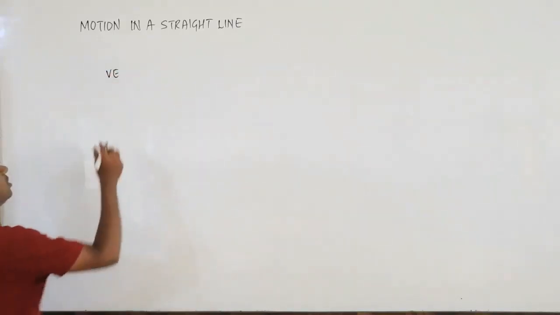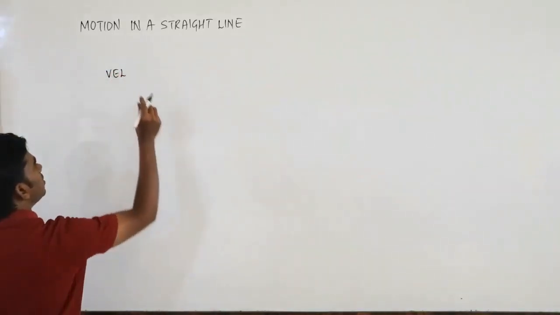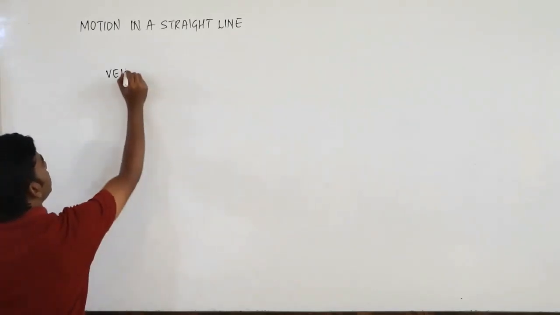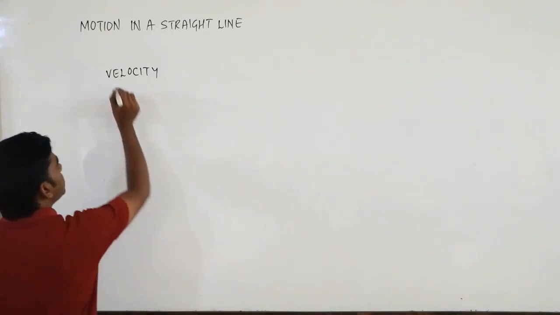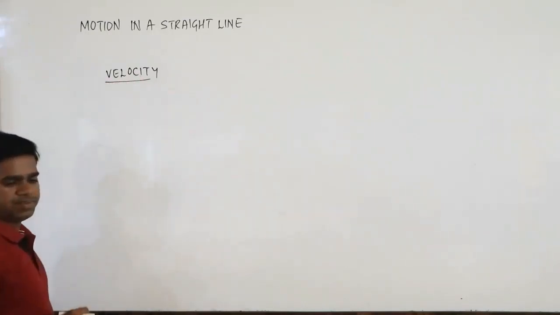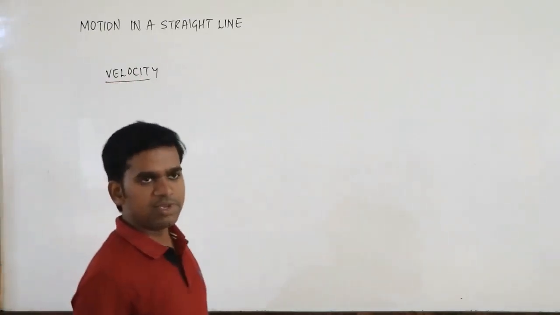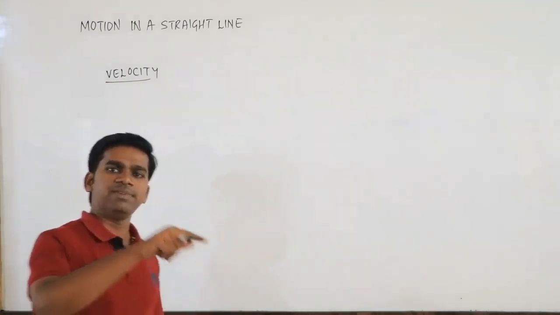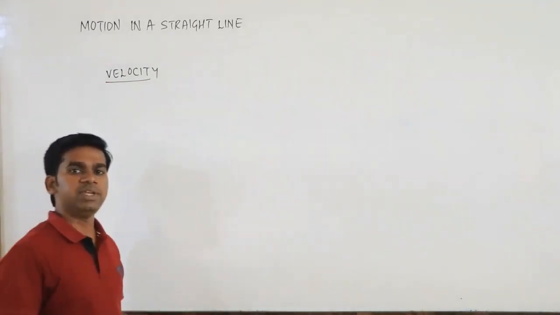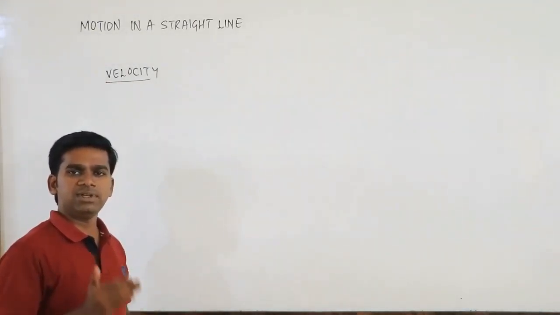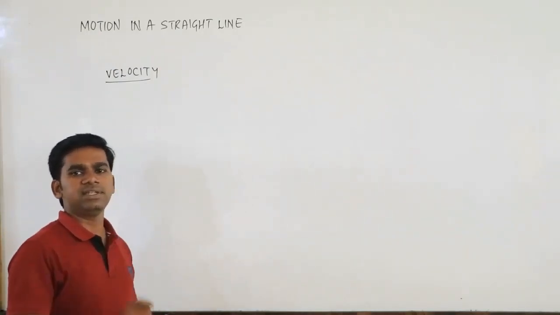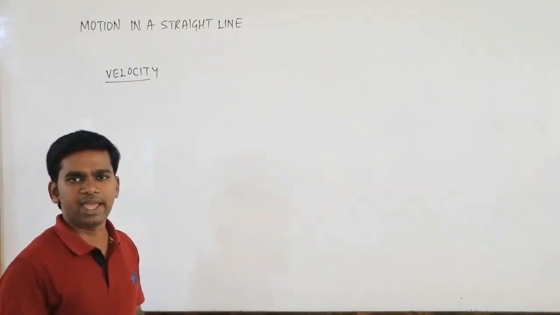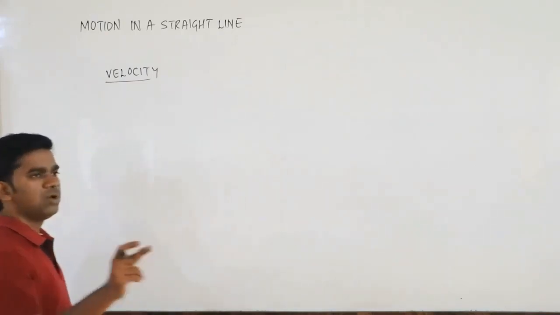To understand velocity, you should have all the knowledge of speed. So what exactly is velocity? In last class we discussed speed. How did we define speed? It is the distance traveled in unit second, or the rate of change of distance with respect to time, is called speed.